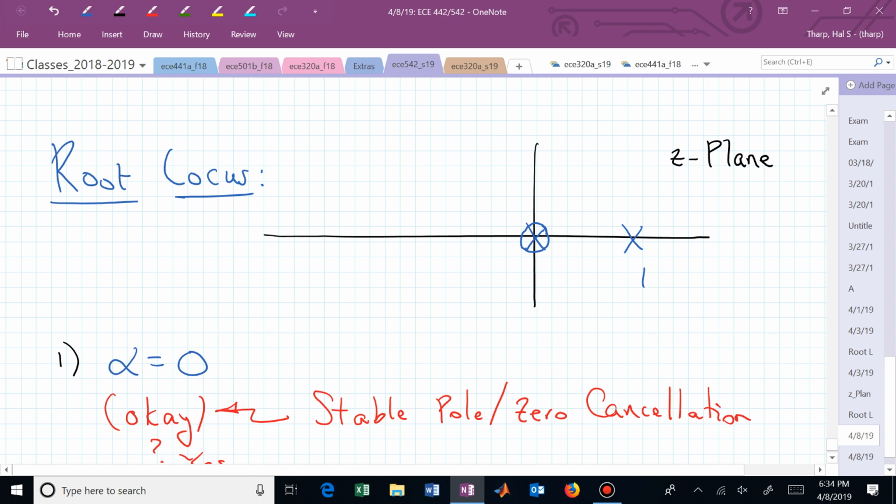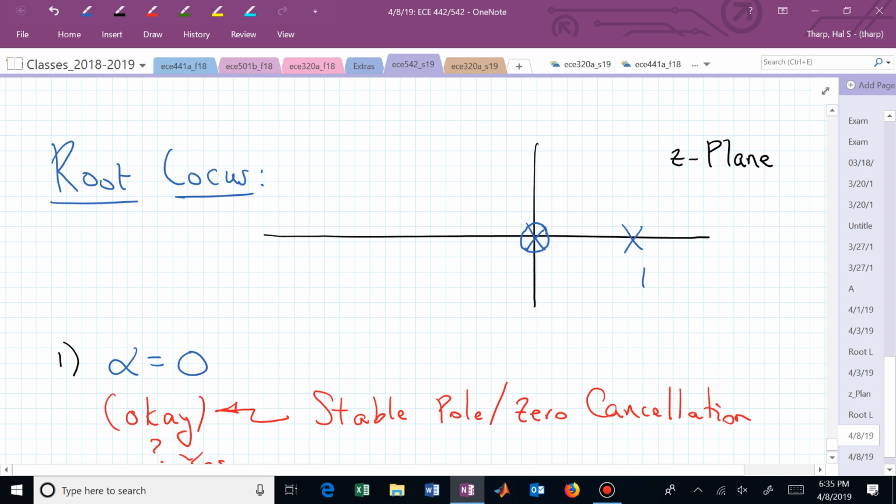Now effectively we just have a 1-pole system with a pole at z equal to 1, and sketch the root locus of that. We already did it when z was at the origin. Now it's not much different. As long as we're between 1 and minus infinity, that belongs to the root locus.